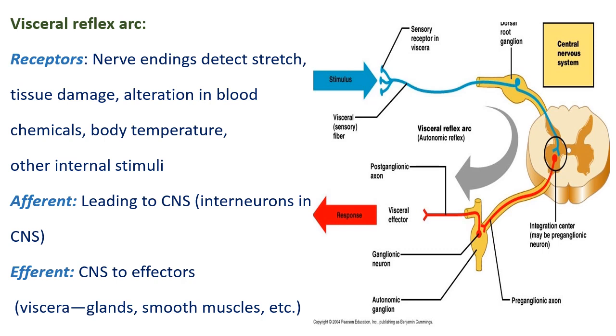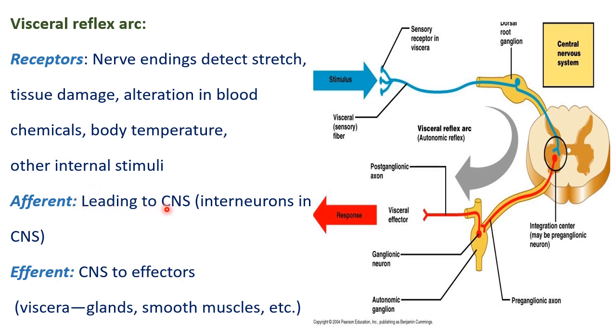The autonomic activity revolves around a visceral arc that includes receptors, afferents, a center and an efferent. Receptors can be nerve endings which detect stretch, like the baroreceptors, which detect the stretch in the vessel wall due to pressure changes. Then tissue damage, alteration in blood chemicals, what we call chemoreceptors, then body temperature, the thermoreceptors, and many other internal stimuli. These receptors sense the changes, and then afferents lead to the CNS.